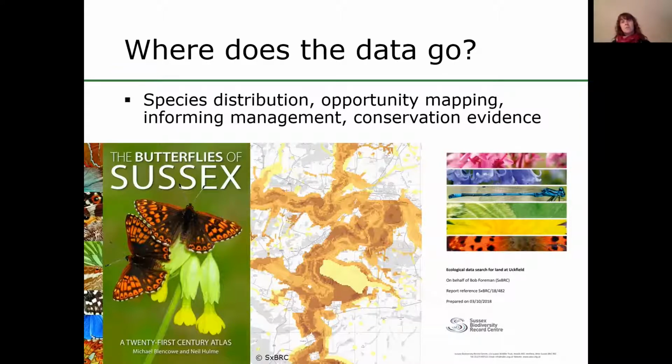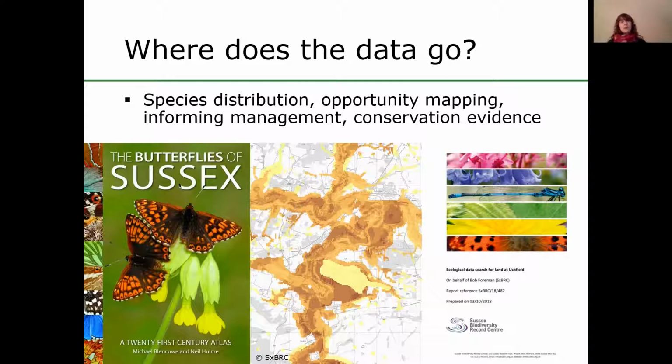There's also what's called opportunity mapping, which the Record Centre does a lot of. They use information about habitats and species to look at where would be the best places to create new wetlands, where would be the best places to create new meadows. Through that, again, it helps to focus conservation management and conservation effort, because unfortunately, there's still not enough money that goes into conservation of the natural environment. So this is really important.